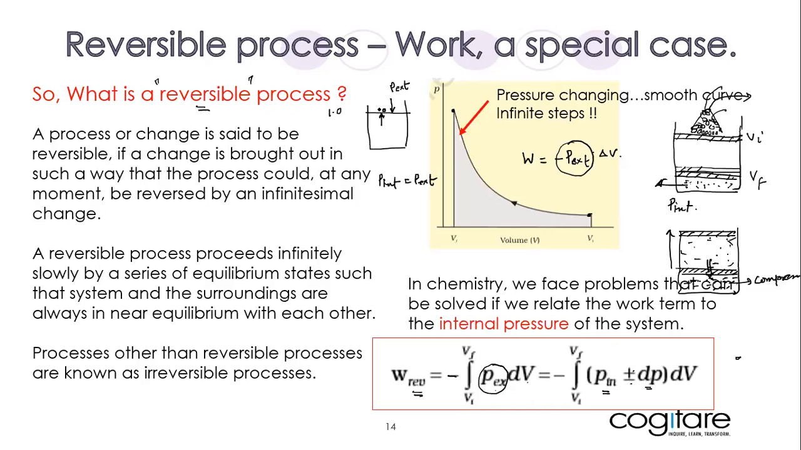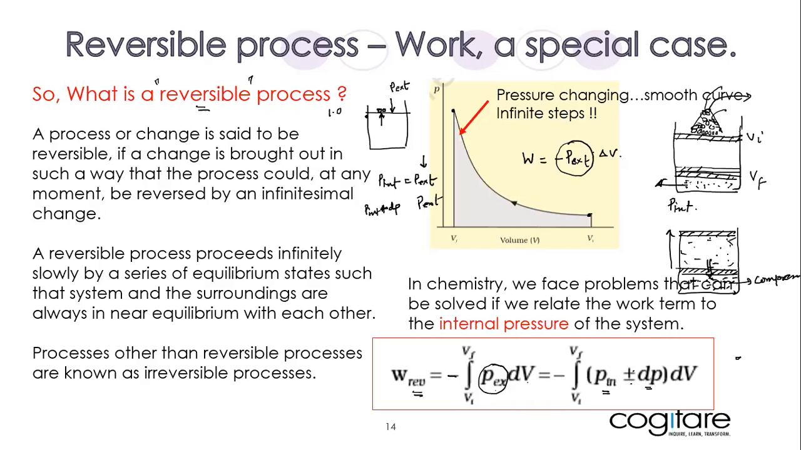Now add one more grain of sand. That means P external has now increased, isn't it? Because P external has increased, what will happen? P internal is now less. That means P external has now become P internal plus dP. Why? Because you added a grain of sand. Yes or no?